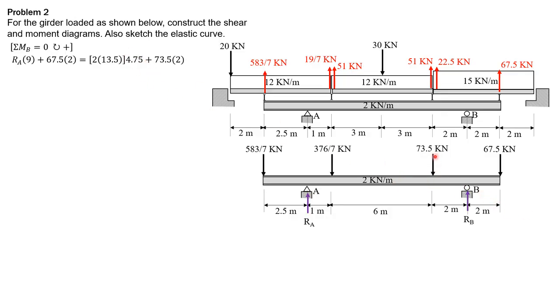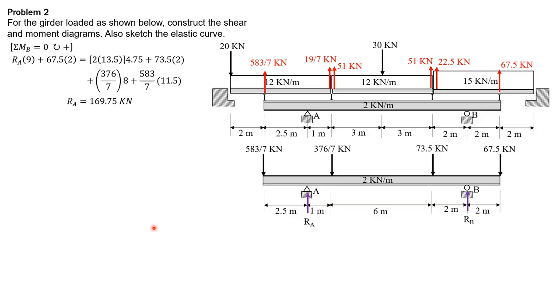Then plus 73.5 times 2. Then plus 376 over 7 times 8. Then plus 583 over 7 times 11.5. So the distance of 583 over 7 from B is 11.5. Solving for R sub A is 169.75 kilonewtons.